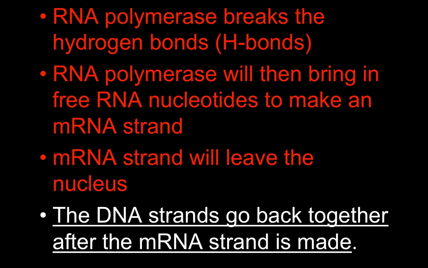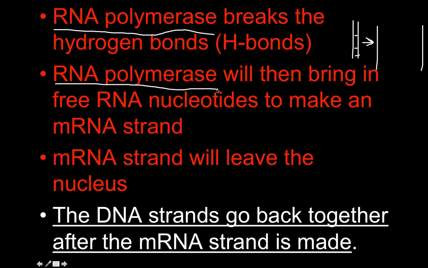The big nitty-gritty stuff, okay? RNA polymerase is going to break the hydrogen bonds on the DNA strands. So the DNA strands go from being connected together with hydrogen bonds between them to spreading out apart, breaking those hydrogen bonds to separate the two DNA strands.